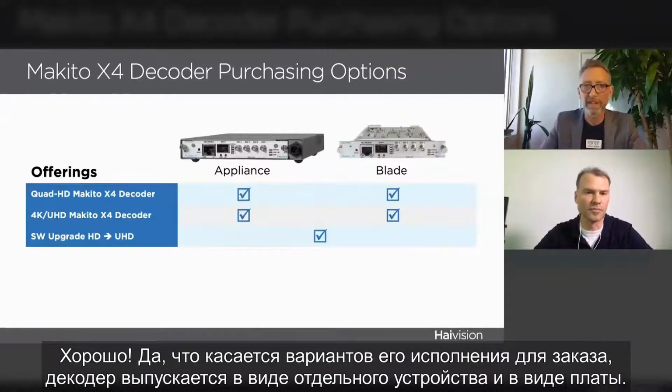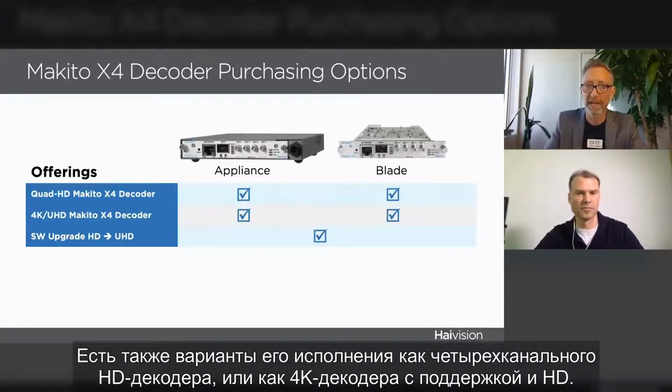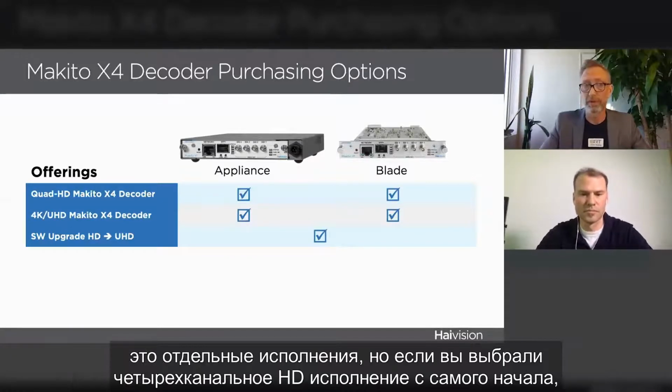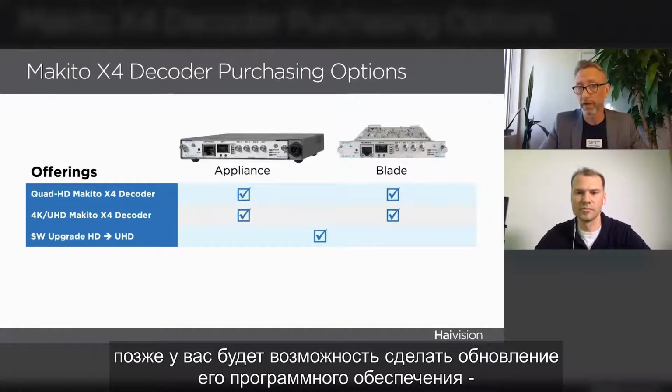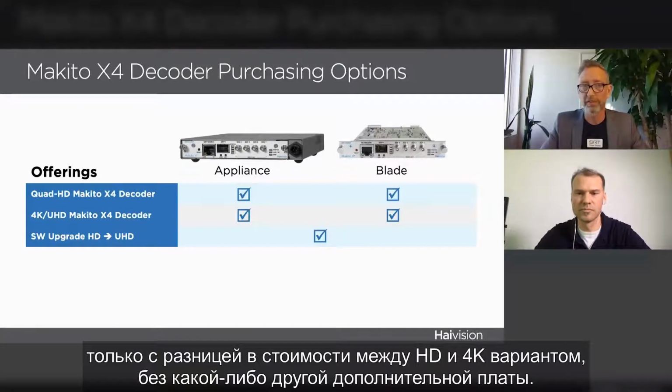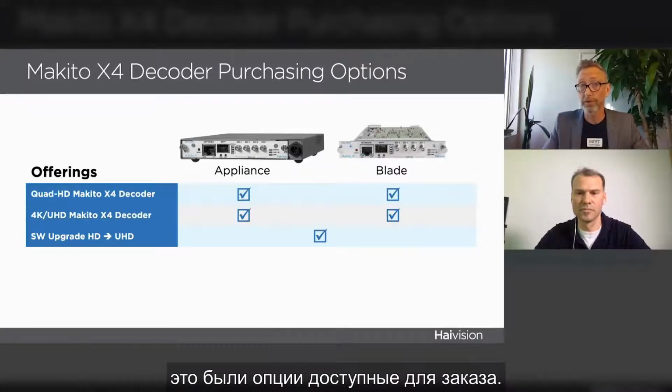Okay, so in terms of availability and how you purchase it, there are options for the appliance or the blade. There are options to purchase it as a quad HD 4-channel decoder or 4K along with HD. So those are separate options. If you were to choose to go quad HD at the beginning, you would have the option later on of doing a software upgrade with no additional penalty, just the difference in cost between HD and 4K. So those are the options that are available.